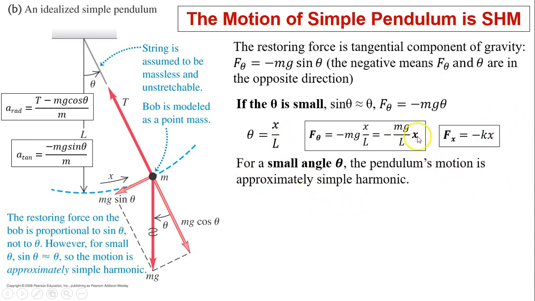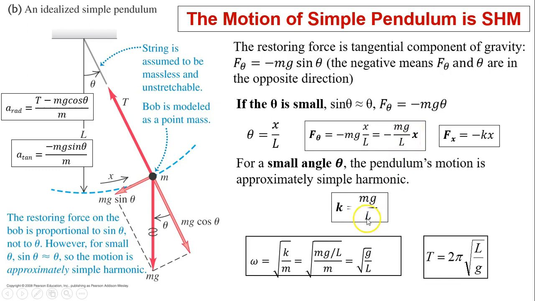So in this case, what is k? k equals mg over L. So we can plug this in: omega equals square root of k over m for simple harmonic motion. So that equals the square root of g over L. T equals 2 pi divided by omega. So T equals 2 pi square root of L over g. That is the T only for simple harmonic motion when theta is small. Otherwise, T would be changing if theta is too big.